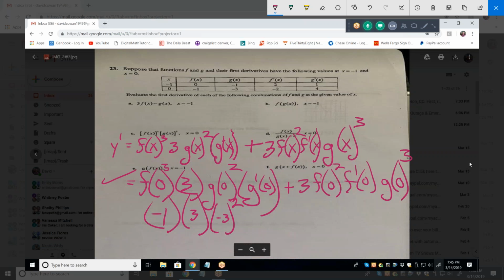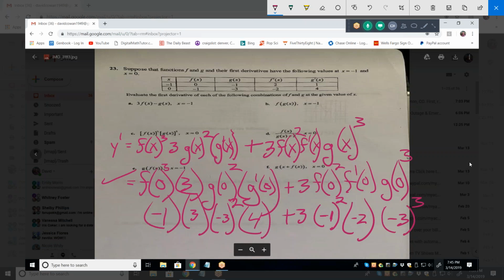So what's g prime of 0? 4, plus 3 times f of 0. So 3 times f of 0 is -1, so -1 squared. 3 times -1 squared. Okay, and then f prime of 0. F prime is -2. And then g of 0 cubed. G of 0 cubed is -3 cubed.